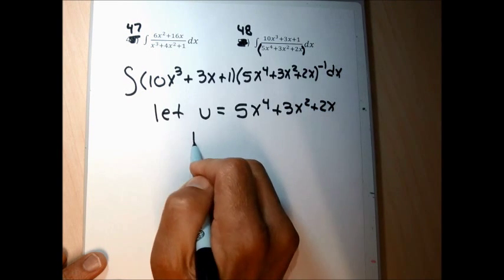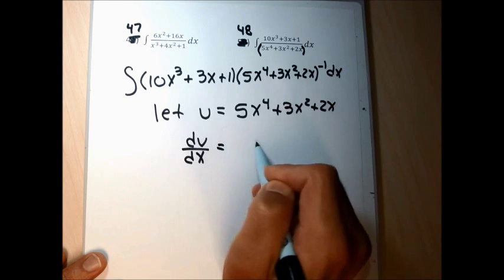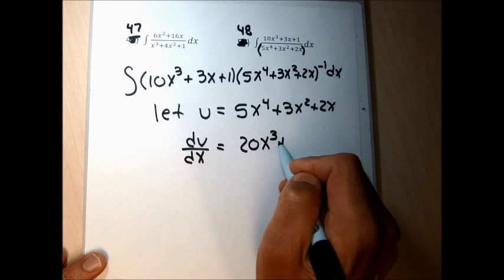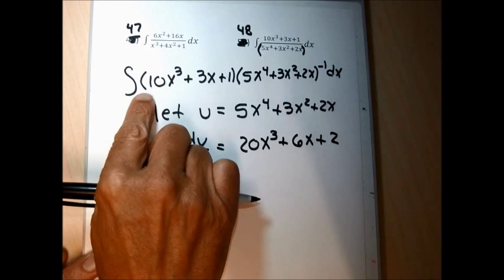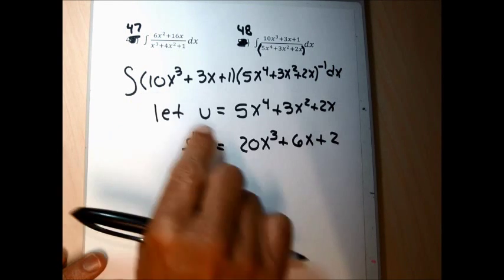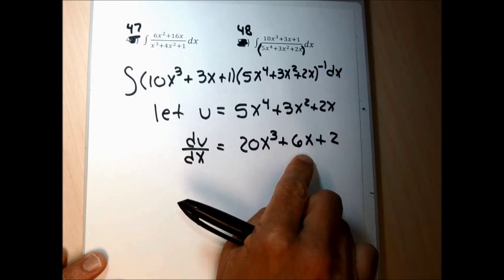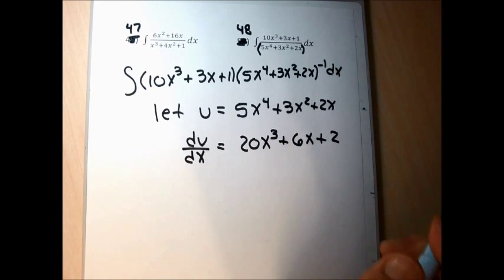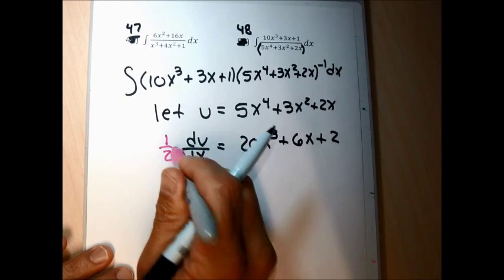Now I'm going to take the derivative with respect to x. I'm going to get du dx equals 20x cubed plus 6x plus 2. I need to replace a 10x cubed, but I have a 20x cubed. I need to replace a 3x, but I have a 6x. I need to replace a 1, but I have a 2. I need to divide by 2, which is the same thing as multiplying by 1/2. So I'm going to multiply everything by 1/2.